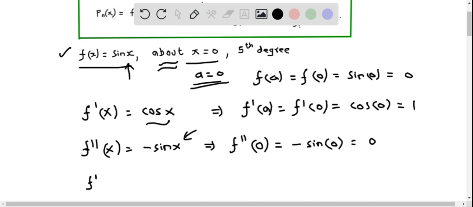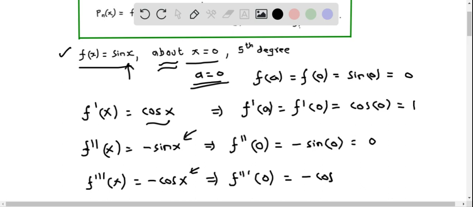Now let's find the third derivative, f triple prime of x, and this equals, we have negative sin x. The derivative of sin x is cosine x, so I put negative cosine x. We already have a negative, so it is negative cosine x. Now we find the third derivative at 0 by replacing x by 0 in negative cosine x. So this becomes negative cosine 0. Cosine 0 is 1, so it is negative 1.